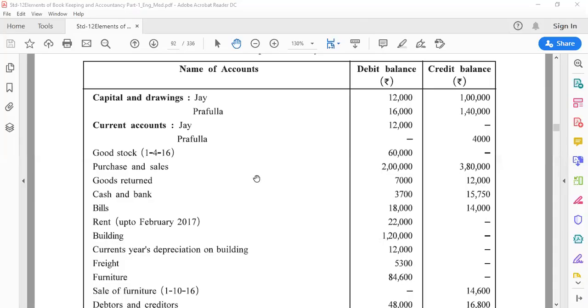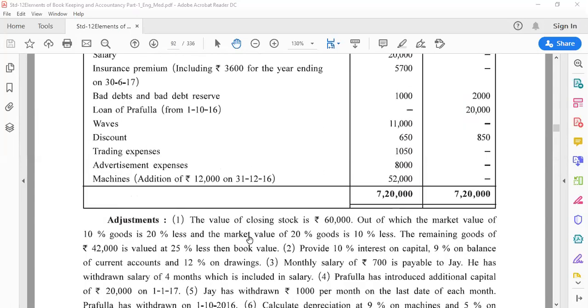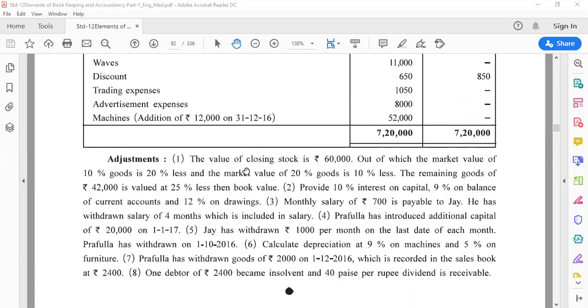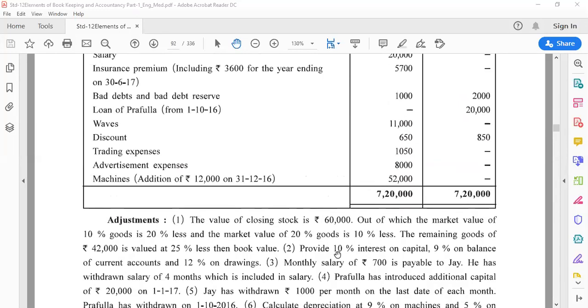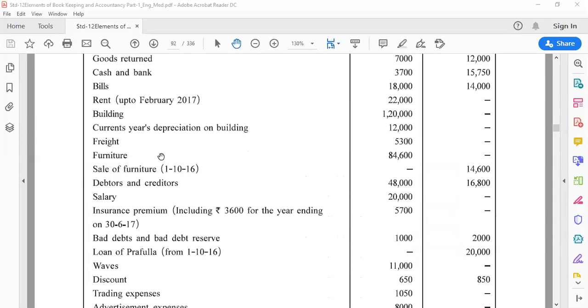So after rent, now we have building on asset side. Then after current year's depreciation on building. So let's look at the adjustment. Is there any adjustment for depreciation on building? No. So this is current year's depreciation. Only one effect you have to give on P&L debit side. Then freight, trading debit. Then furniture, balance sheet, asset side.